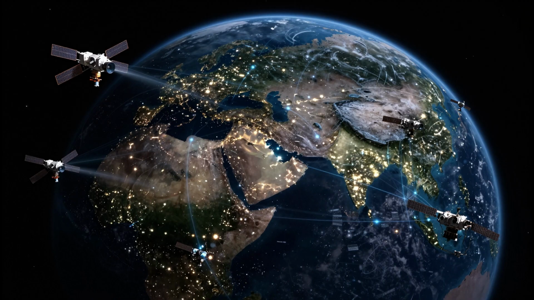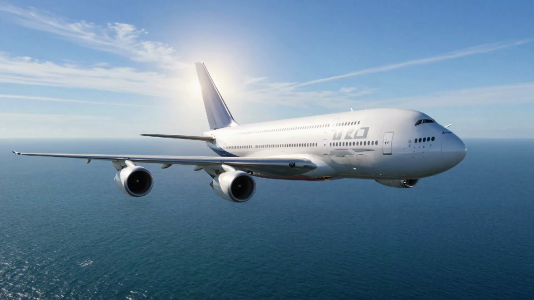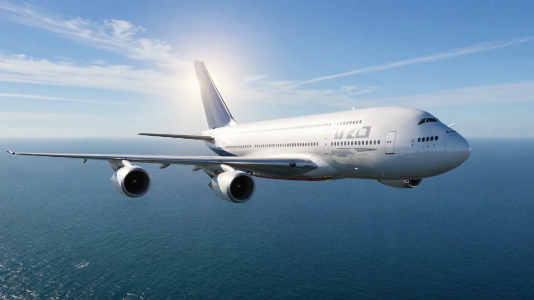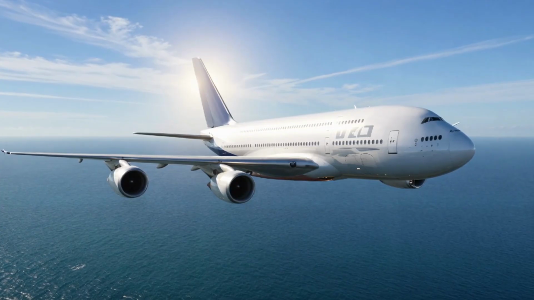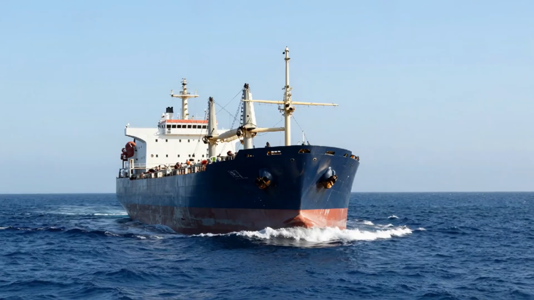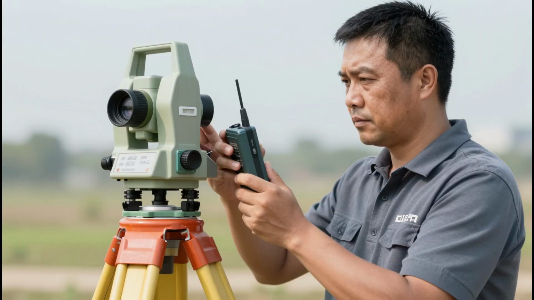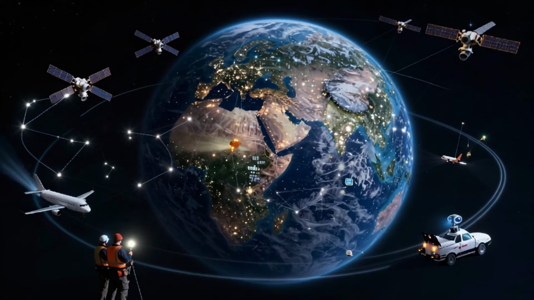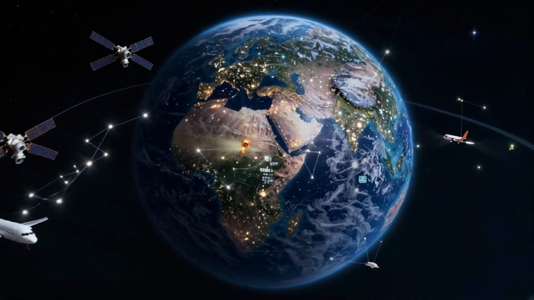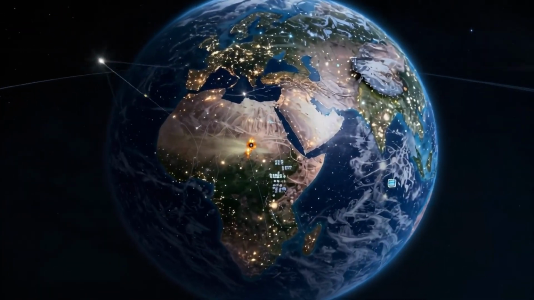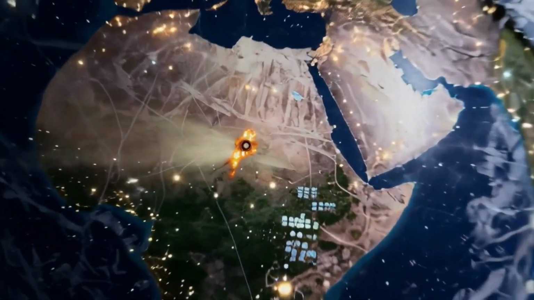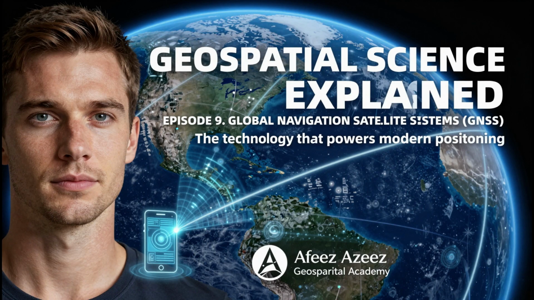How can a device in your pocket accurately determine its position on a planet that is more than 12,000 kilometers in diameter? How do aircraft navigate across continents? How do ships cross oceans? How do surveyors establish property boundaries with centimeter-level accuracy? How do ride-sharing applications locate passengers and drivers in real time? The answer lies in one of the greatest technological achievements of modern civilization: Global Navigation Satellite Systems, commonly known as GNSS. Welcome to Geospatial Science Explained.